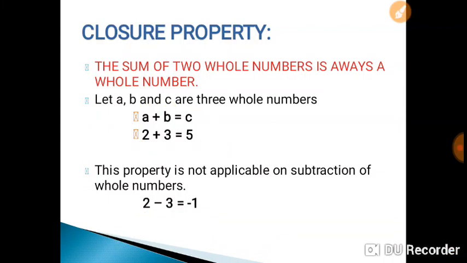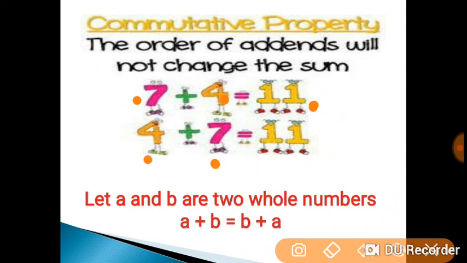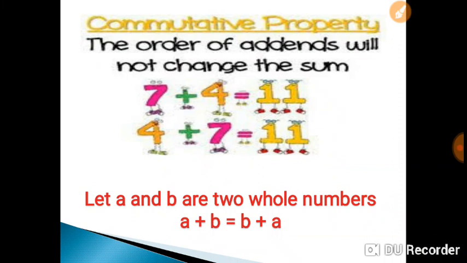Now let us talk about the next property, which is called the commutative property of whole numbers. The commutative property says the order of addends will not change the sum. For example, you want to add 7 and 4. 7 plus 4 gives you 11. Or if you add in the reverse order, that is 4 plus 7, it will also give you 11. It means you add them in any order, the result will remain the same. Suppose A and B are 2 whole numbers. So A plus B is equal to B plus A.